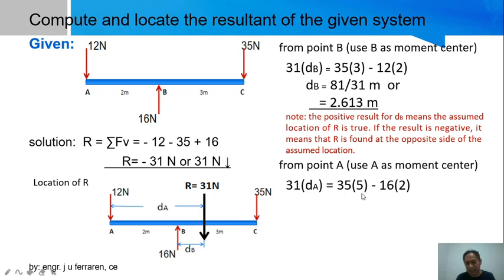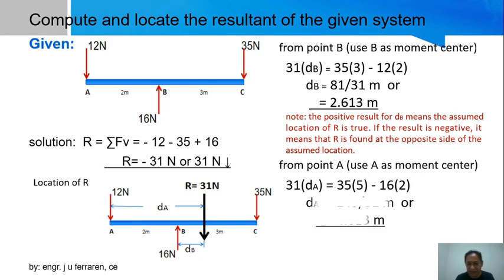So, that is the moment produced by the component forces, which are the components of your R. We did not include 12 because the moment center is at A, so the moment of which is 0.